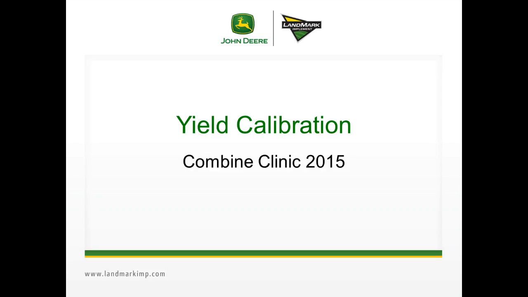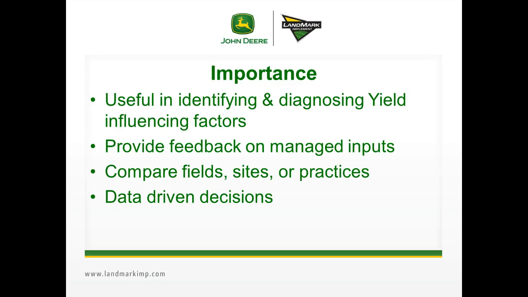In this session, we're going to talk about yield calibrations. First off, yield maps are useful in identifying and diagnosing yield influencing factors. They can provide feedback on managed inputs such as fertilizer or lime, or different seed varieties, or even cultural practices such as no-till or minimum till.